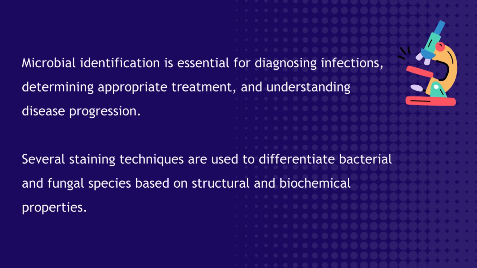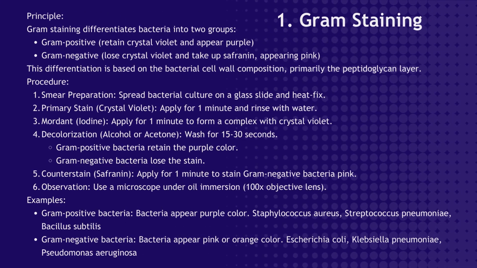Bachelor of Science Nursing Microbiology, Unit 2, Types of Staining. Microbial identification is essential for diagnosing infections, determining appropriate treatment, and understanding disease progression. Several staining techniques are used to differentiate bacterial and fungal species based on structural and biochemical properties.